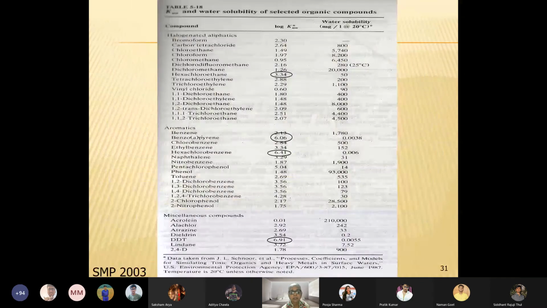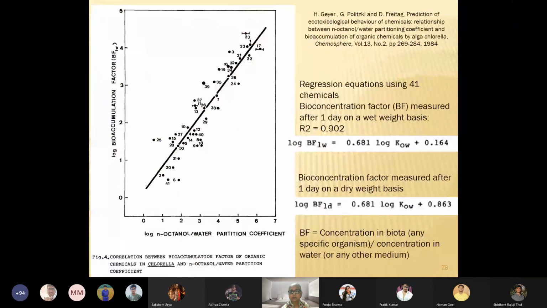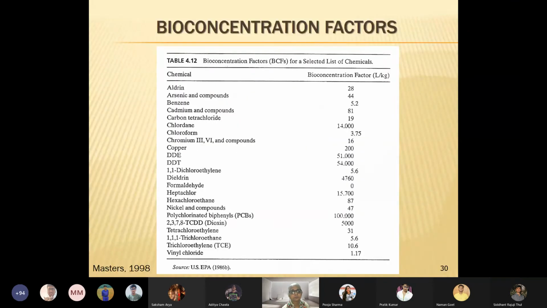Let me just check that. Yeah. So DDD is just a little bit less toxic than DDT, than the parent compound. So that's the intermediate, yeah.